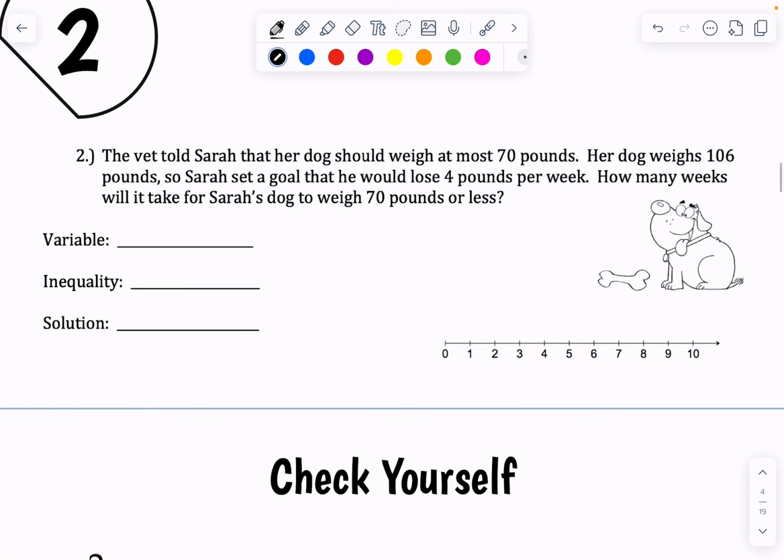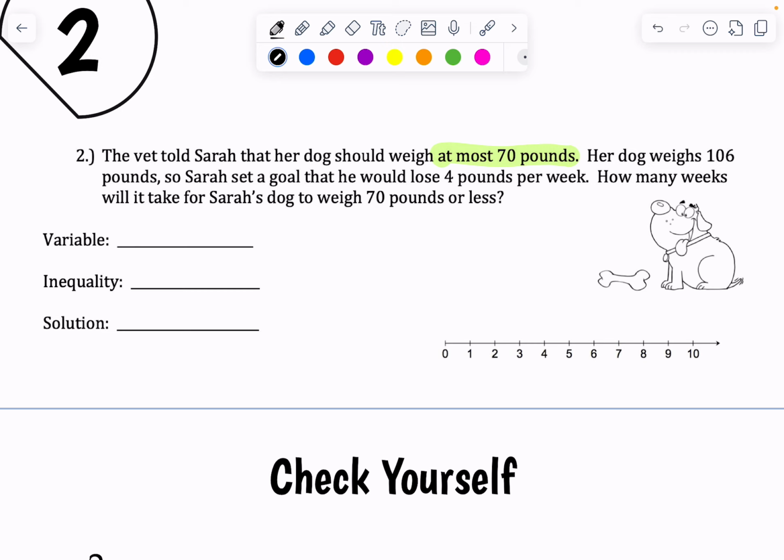The vet told Sarah that her dog should weigh at most 70 pounds. Her dog weighs 106 pounds, so Sarah set a goal that he would lose 4 pounds per week. How many weeks will it take for Sarah's dog to weigh 70 pounds or less? So again, I'm going to look for some keywords that are going to tell me an inequality here first. So I see at most 70 pounds. So I'm going to go ahead and set that part up. So I know that at most 70 pounds.